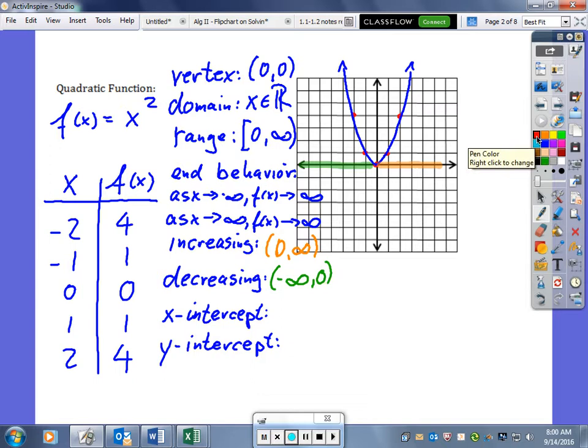X-intercepts, we only have the one which is at the origin, 0, 0. And remember what we said in an earlier lesson, whenever one of the intercepts is at the origin, then that is also automatically the other intercept. Both x and y intercepts are at 0.